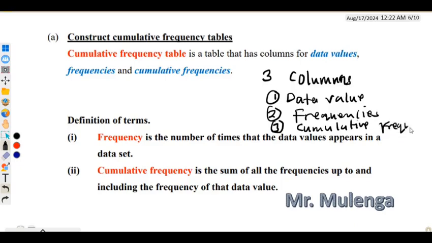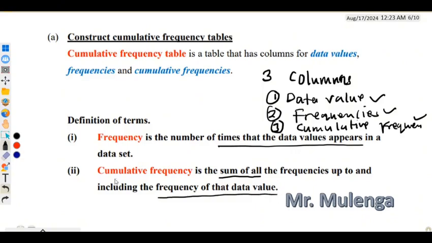Very important. Now we need to understand data value. I've explained data value. We also need to understand frequencies and cumulative frequency. When you look at frequency, we can say frequency is the number of times that a data value appears in a data set. Apart from that, we also need to understand what cumulative frequency is. So cumulative frequency is the sum, take note of this, the sum of all the frequencies up to and including the frequency of that data set.